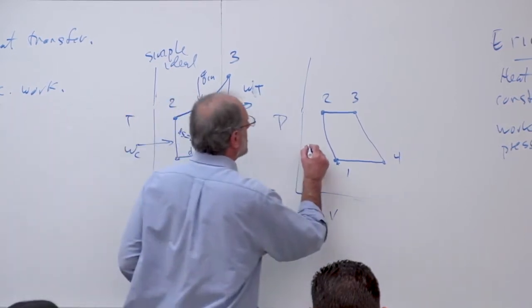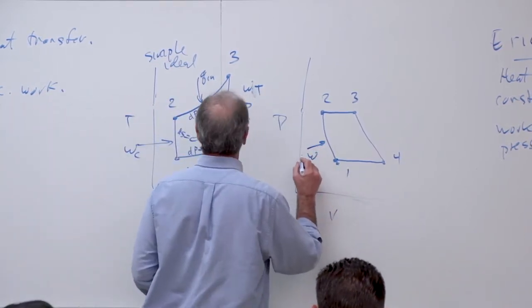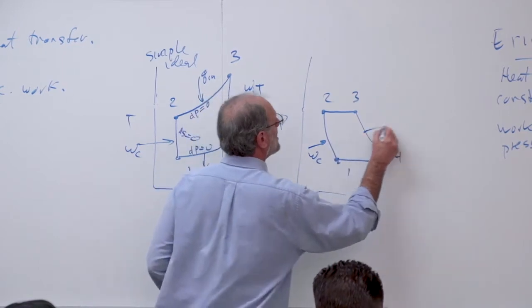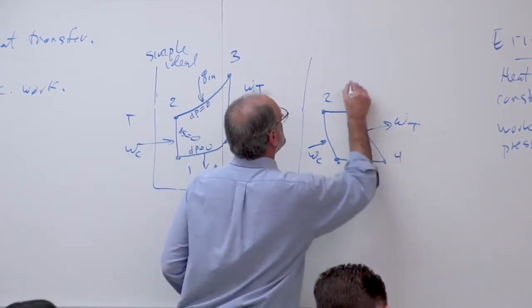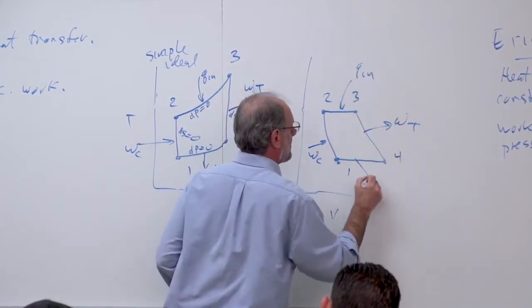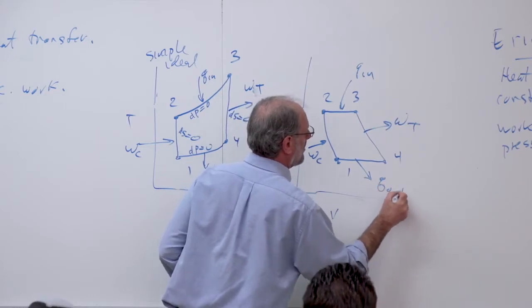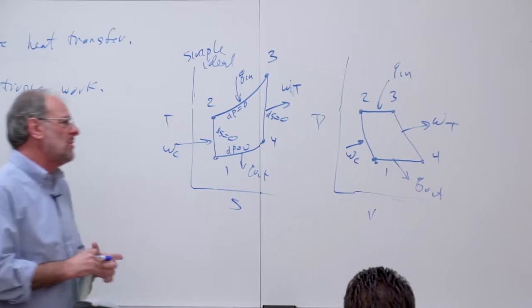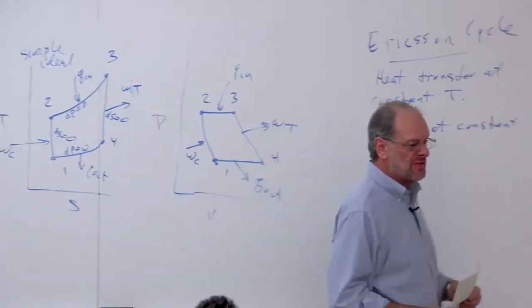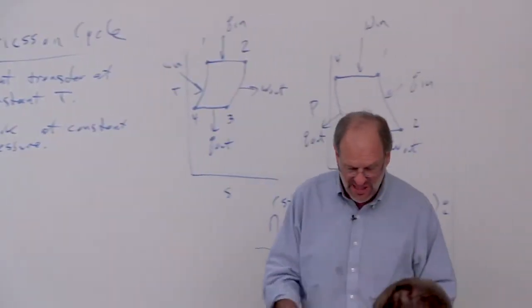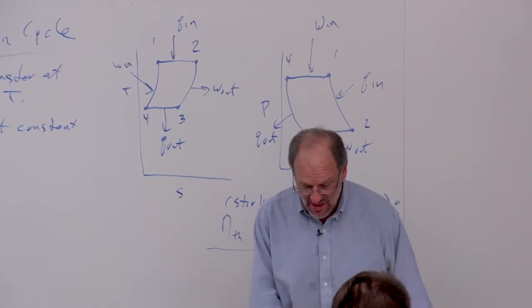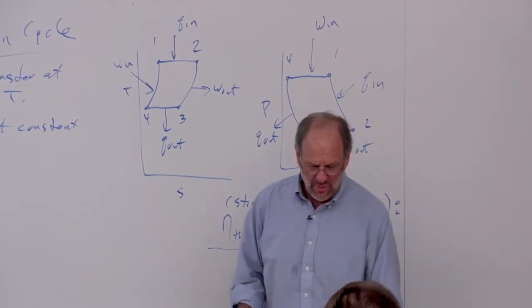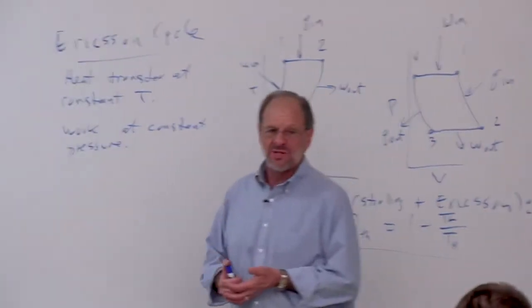Now again, I could show the various work terms, the compressor work input, turbine work output, heat input, heat output. But nonetheless, these are the diagrams that you would generally use to help illustrate these types of cycles. Okay. Now, what about the thermodynamic efficiency?